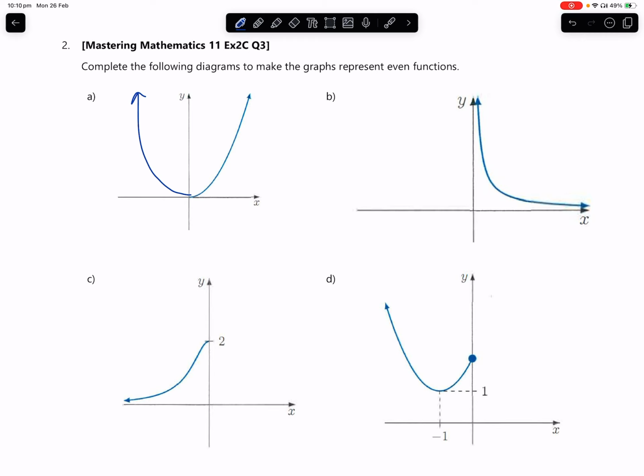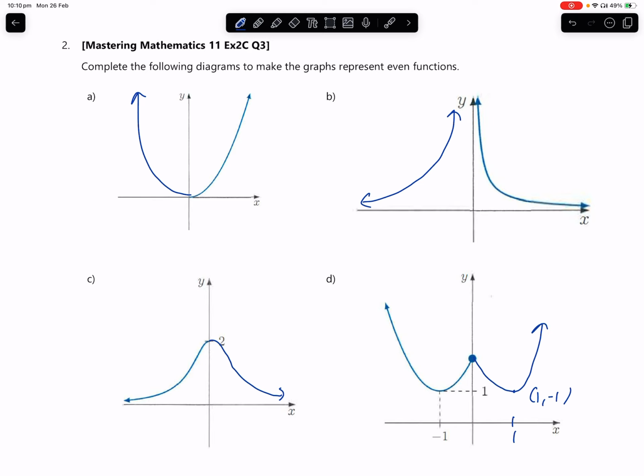On question B, you can do the same thing, reflect it about the y-axis and get that. With question C, you can also reflect it and get this. Whereas for question D, there is a particular point there, which is -1, 1. If you now reflect it about the y-axis, this will now be 1, -1. Okay? And if you reflect it about the y-axis, you get this.